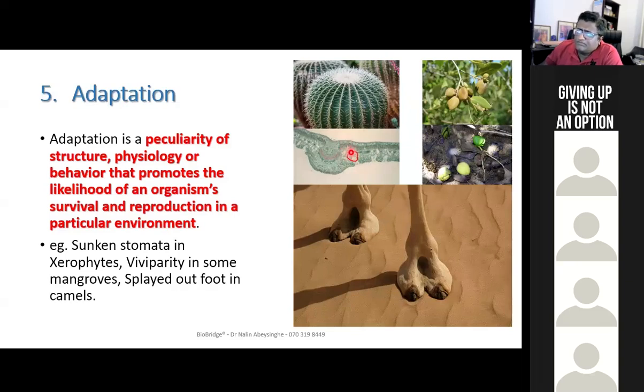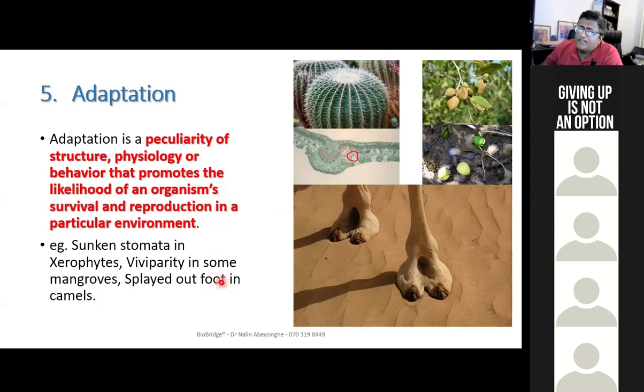So they are inside, right? So there is increased water moisture inside this tunnel, and there is not much water vaporization. So the water inside the plant is preserved, right?